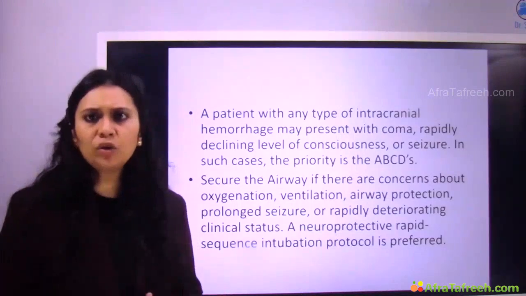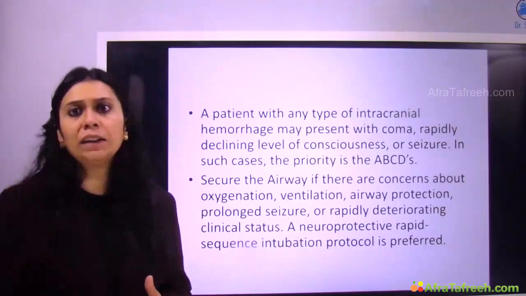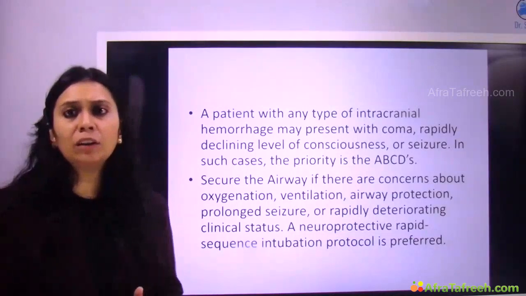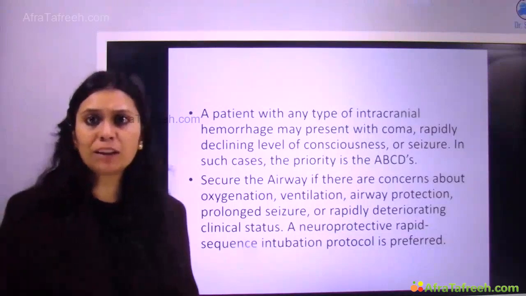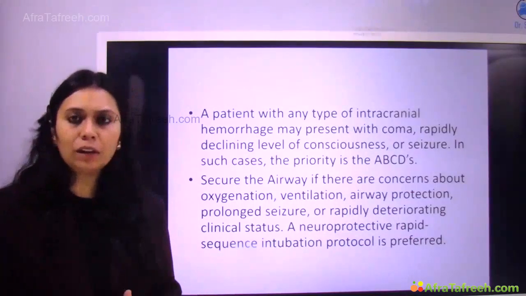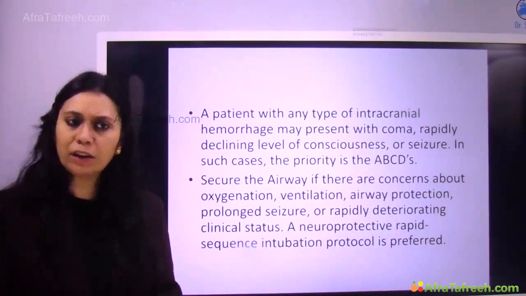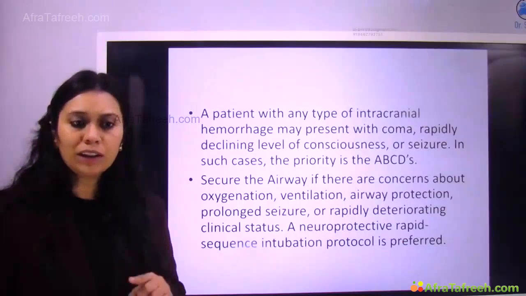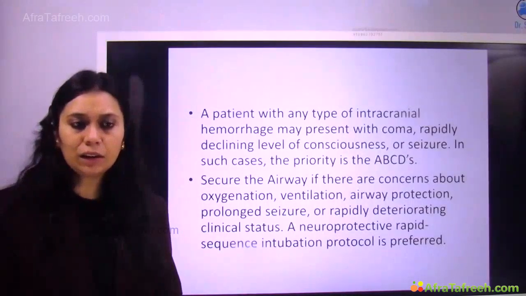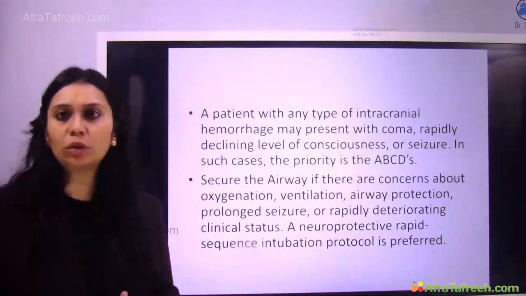How much neurological disability is present in the patient? If the patient is comatose, if the consciousness is declining, if the patient cannot protect his airway from aspiration, we always secure the airway. If there is any concern in oxygenation, ventilation and airway protection, or if there is a prolonged seizure or rapidly deteriorating clinical status, we go for a neuroprotective rapid sequence intubation protocol.